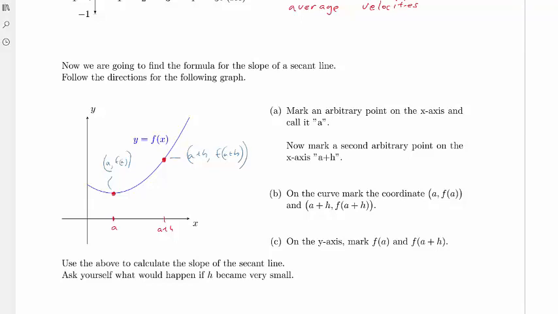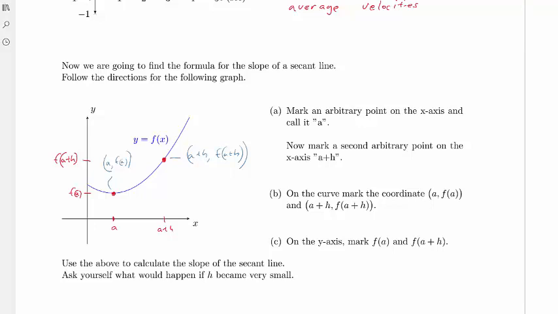All right, so let's go ahead and mark these on the y-axis. So this is the point f of A, and then note right here, this is the point f of A plus H. Good. All right, so let's keep going.